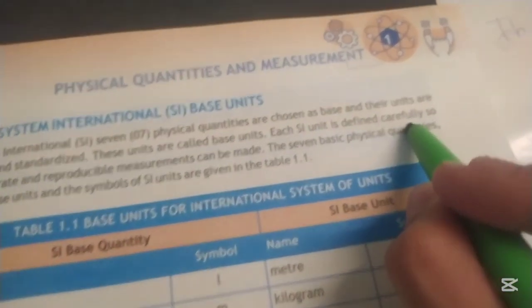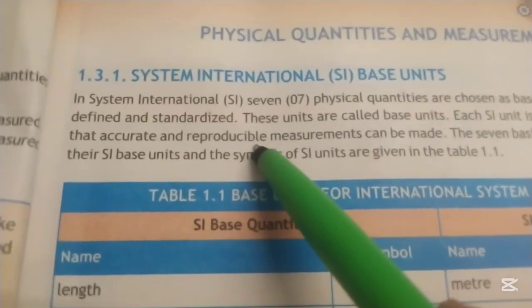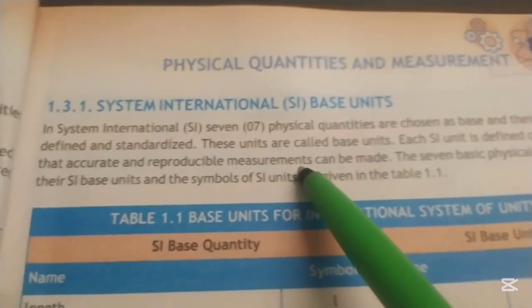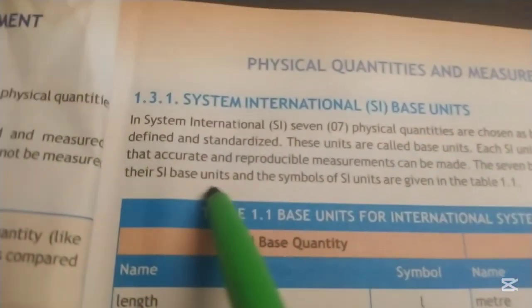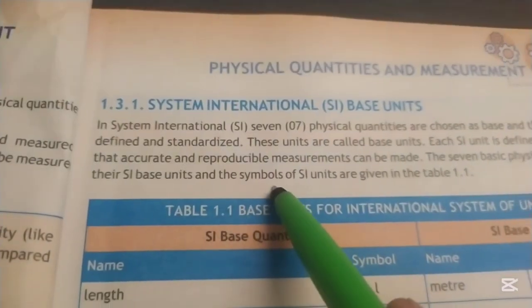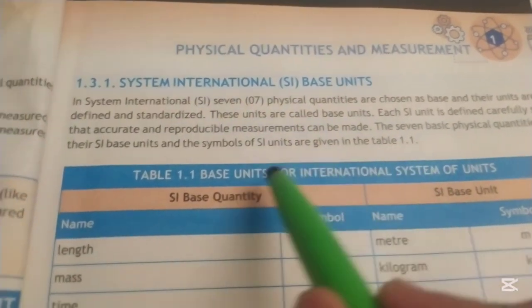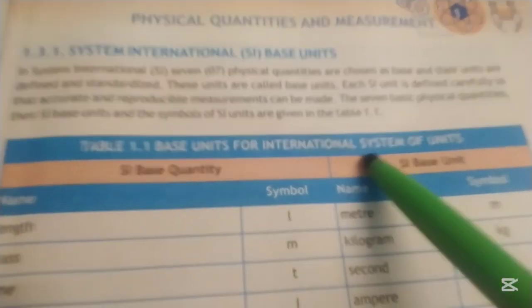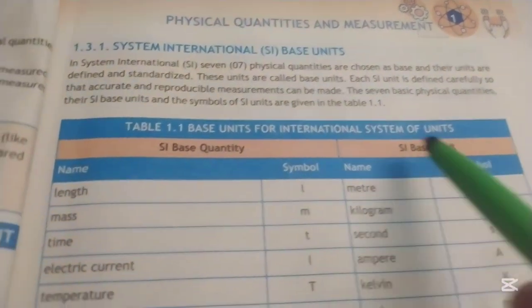Each SI unit is defined carefully so that accurate and reproducible measurements can be made. The 7 basic physical quantities, their SI base units and the symbol of SI unit are given in Table 1.1. Table 1.1, base units for International System of Units. SI base quantity, SI base units.